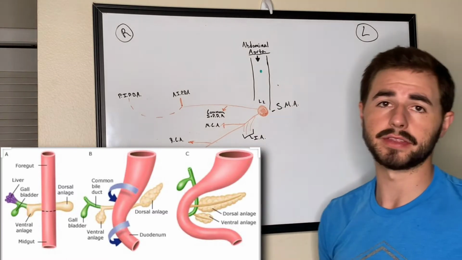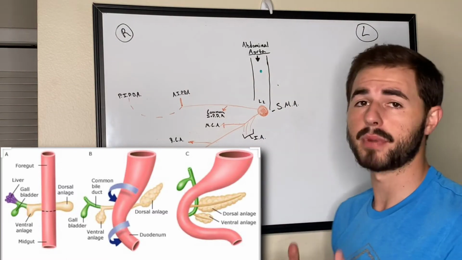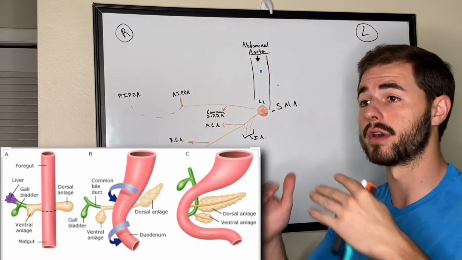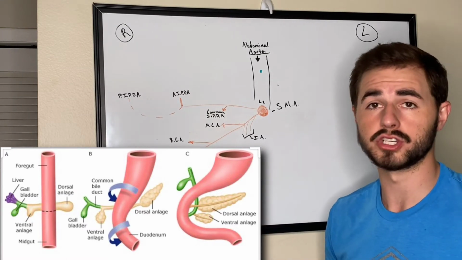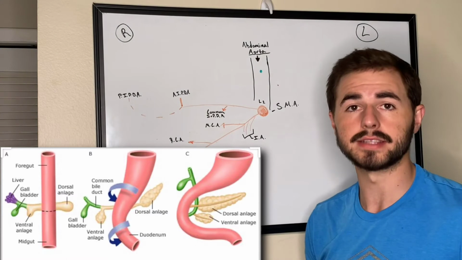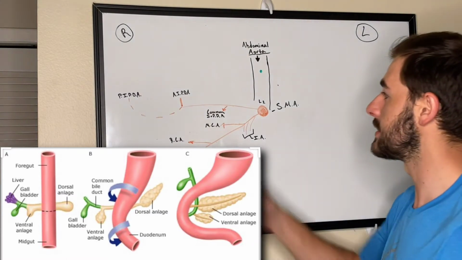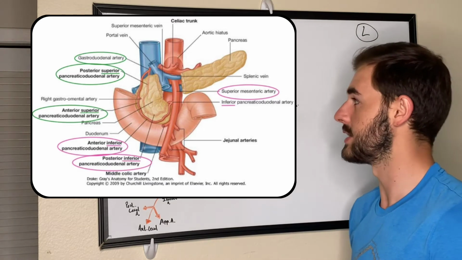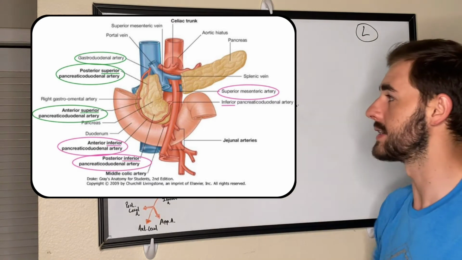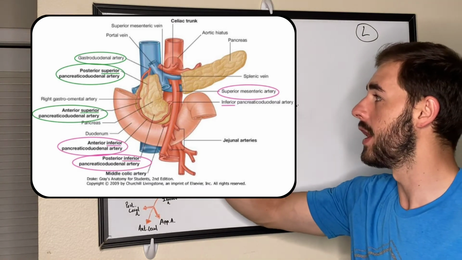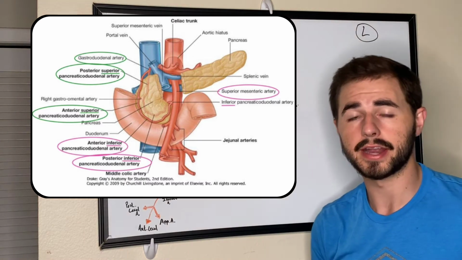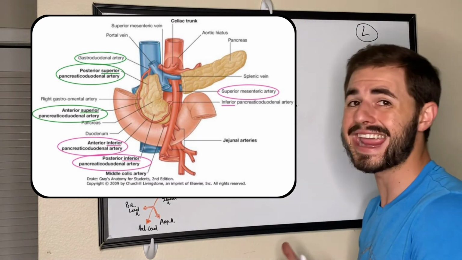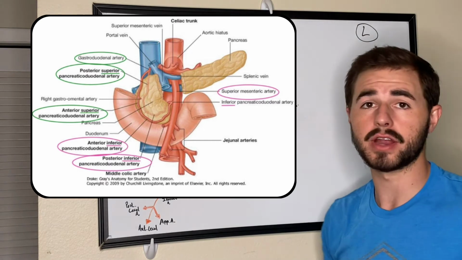So let's talk about that for a second. What is the origin of the bottom part, the second half of the duodenum? If it's not foregut, it's going to be midgut. So that's the origin of that. And then what are the blood supply specific branches that supply this duodenum? It's going to be the posterior inferior pancreaticoduodenal artery, and if you have one of those, you most likely have an anterior inferior pancreaticoduodenal artery.